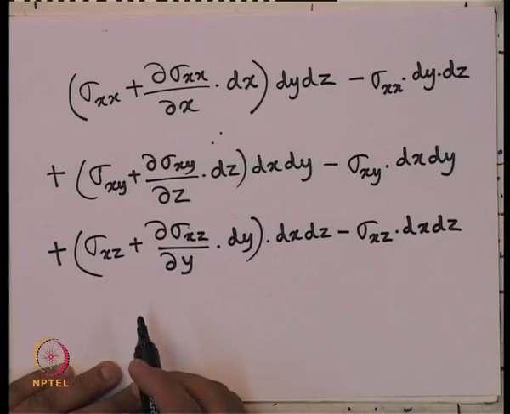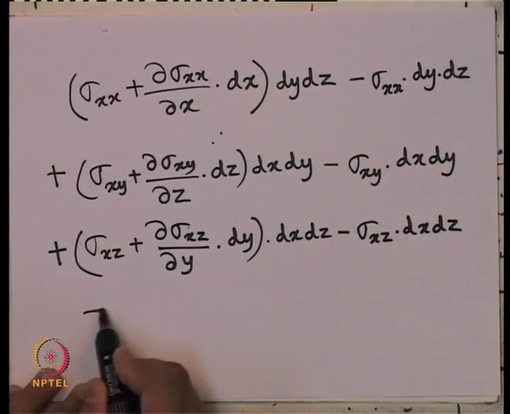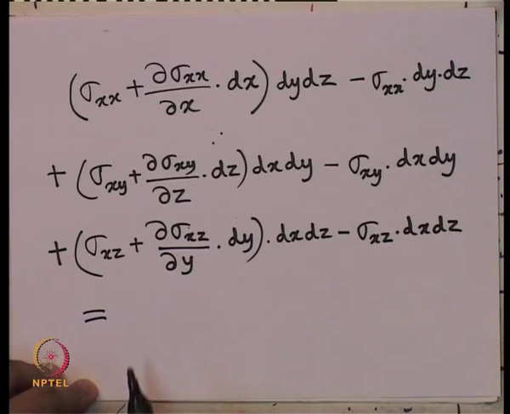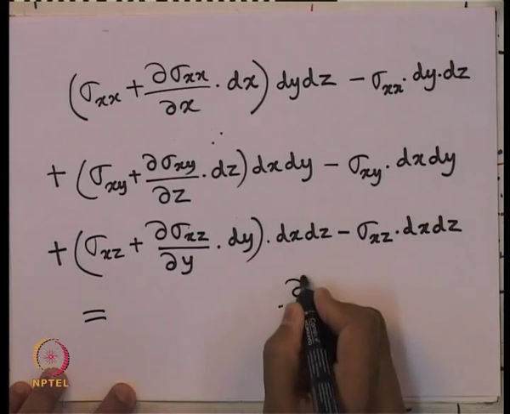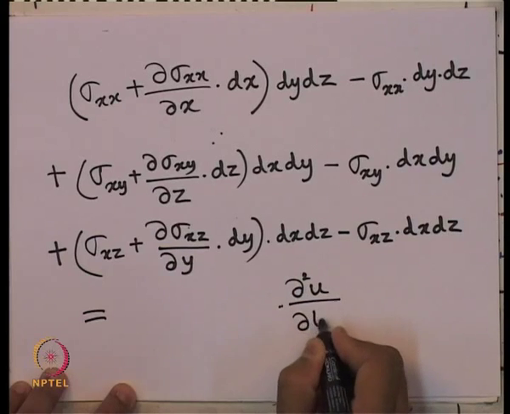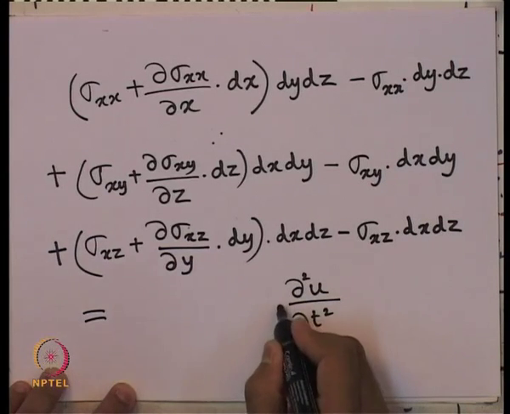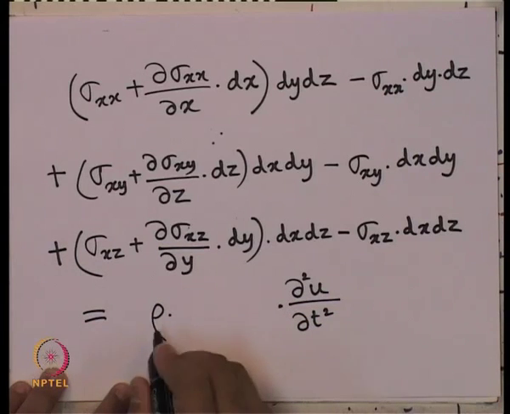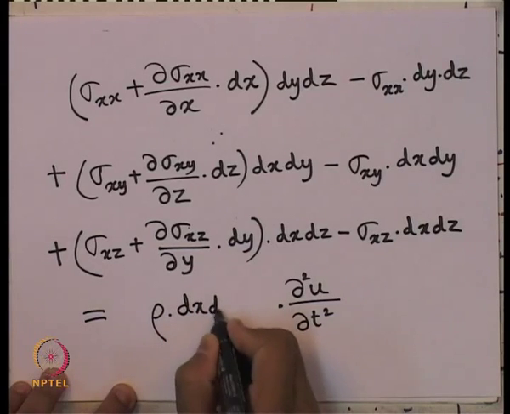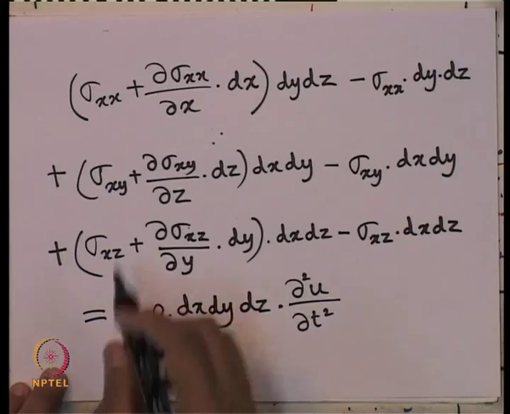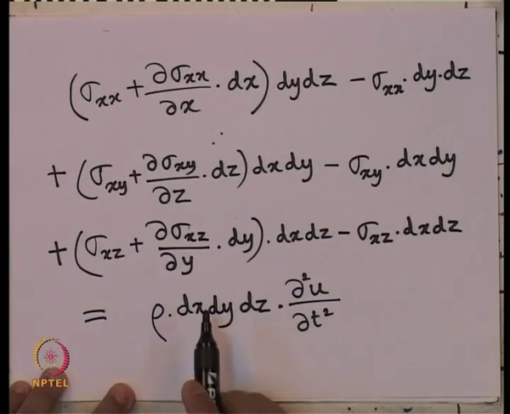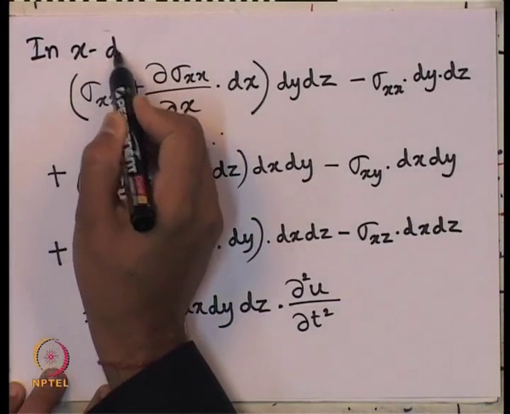Now, this net force which we are getting should be equal to the inertia in x direction. What should be the inertia? Mass times acceleration. Now, what is acceleration in x direction? If you differentiate displacement twice with respect to time, displacement in x direction is u, we have already mentioned. So, del 2 u over del t square is the acceleration. And what is the mass? Mass is density into the volume. What is the volume of that element? Dx, dy and dz. So, inertia has to balance the difference in stresses at two faces of the element in x direction. So, this is the derivation for x direction only.